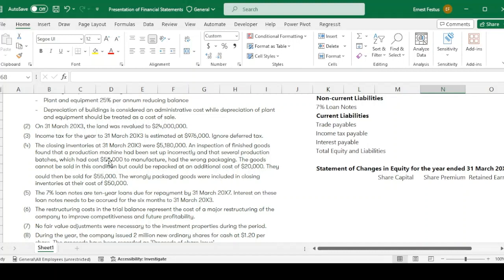So we have our inventory information here. The closing inventories were 5,1. So removing the 3 zeros, we have 5,180. An inspection of the finished goods found that a production machine had been set up incorrectly and that several production batches, which had cost 50,000 to manufacture, had the wrong packaging. The goods cannot be sold in that condition, but could be repackaged at an additional cost of 20,000. They could then be sold for 55,000. The wrongly packaged goods were included in closing inventories at their cost.